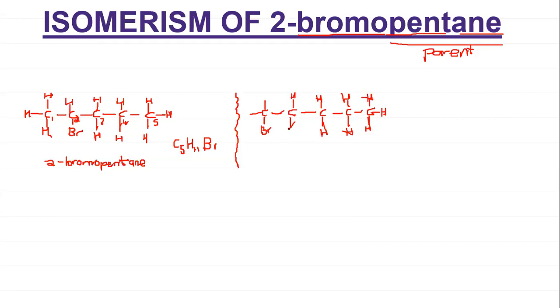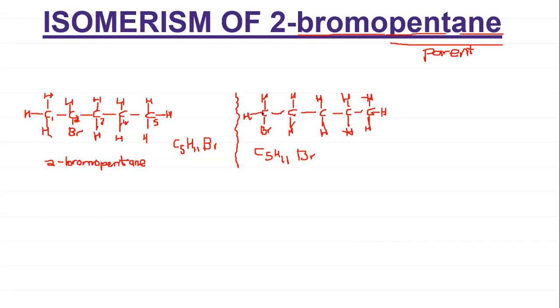Okay. Can you see what I'm doing? It doesn't have to look too nice. Then if you look at this molecule, how many carbons? 1, 2, 3, 4, 5. There we go. How many hydrogens? 1, 2, 3, 4, 5, 6, 7, 8, 9, 10, 11. How many bromines? 1. So it's C5H11Br. What will be the name of this one?